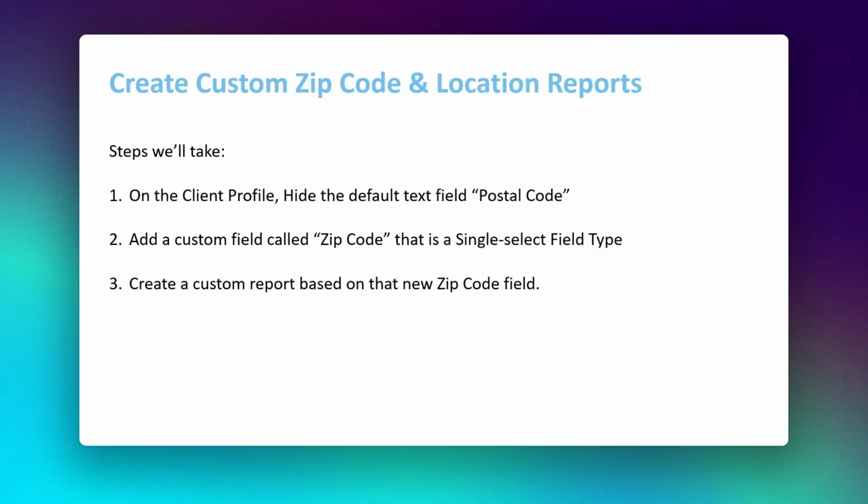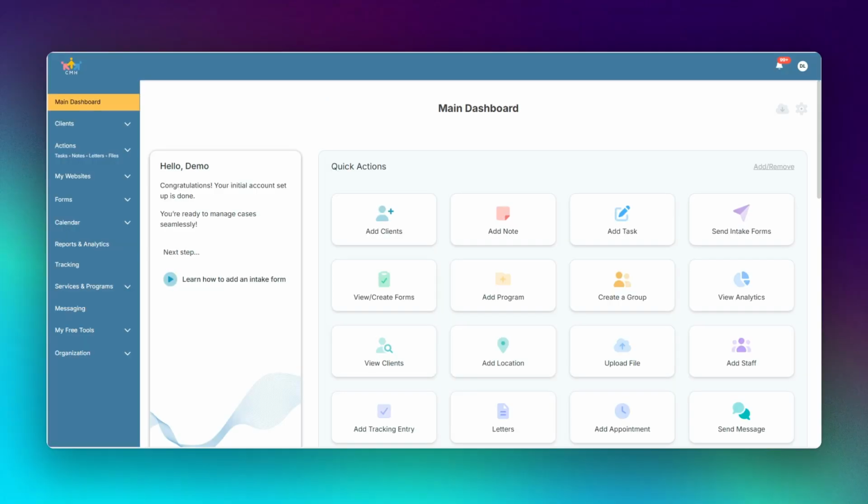So here's the steps we're going to take. On the client profile, we'll hide the default text field called postal code. Then we'll add a custom field called zip code that is a single select field type. Then we'll go over to the reports and analytics and create a custom report based upon that new zip code field.